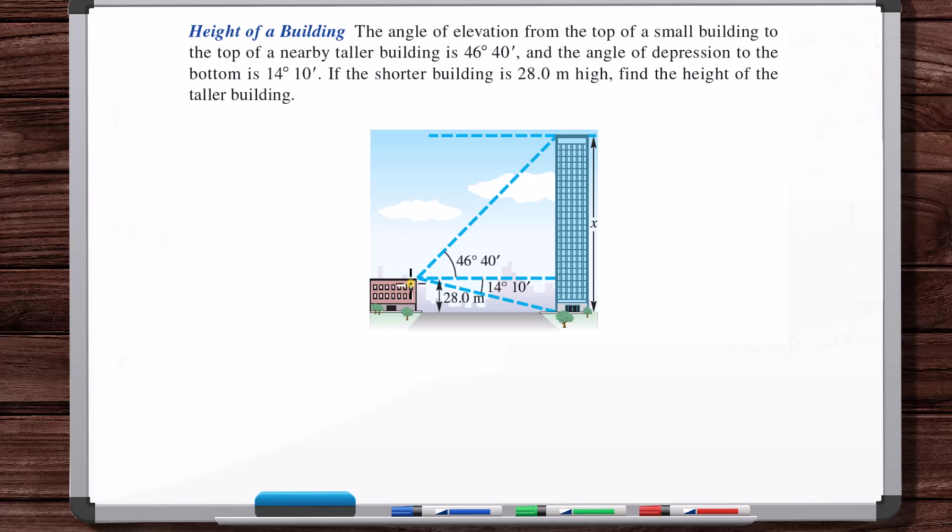Okay, so remember, angles of elevation and depression are always relative. It's angles relative to the horizontal. An angle of depression is below the horizontal. An angle of elevation is above the horizontal.